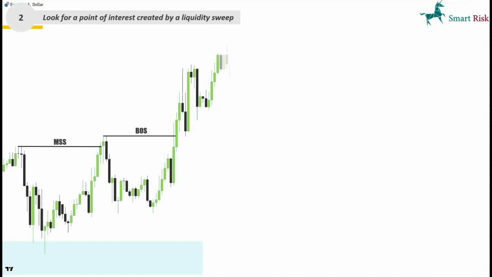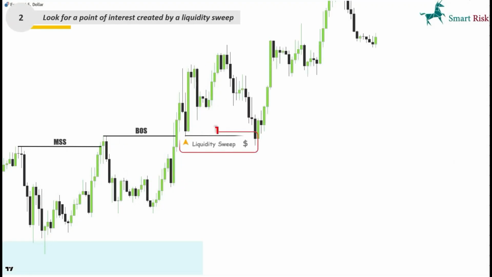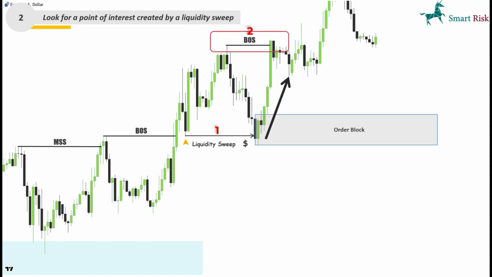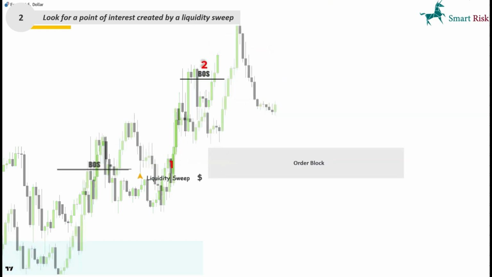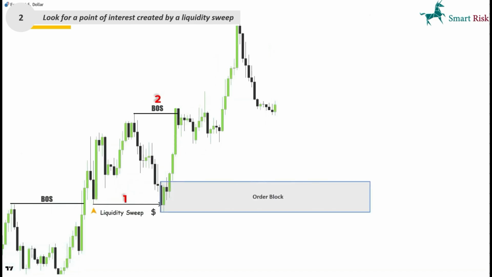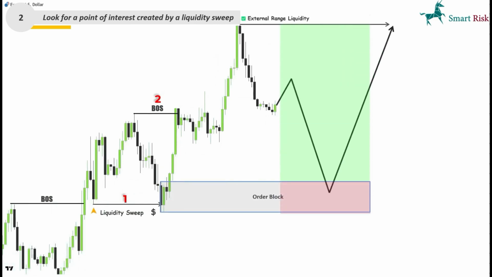Hack number 2. Look for a point of interest created by a liquidity sweep. In the second hack, the first thing we want to see is a liquidity sweep, either buy side or sell side, that causes a rapid change in price direction and eventually leads to a break of structure. This sharp move forms a high-quality point of interest at its origin, creating a very strong probability for the price to react or reverse when it returns to that area, giving us an excellent trading opportunity.